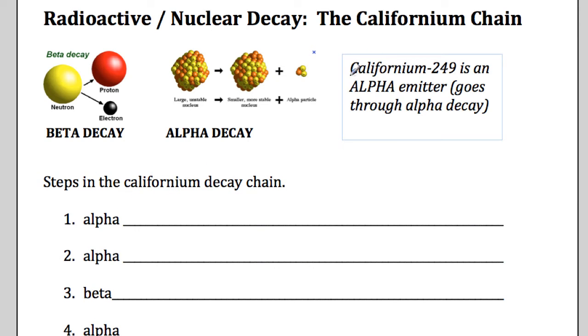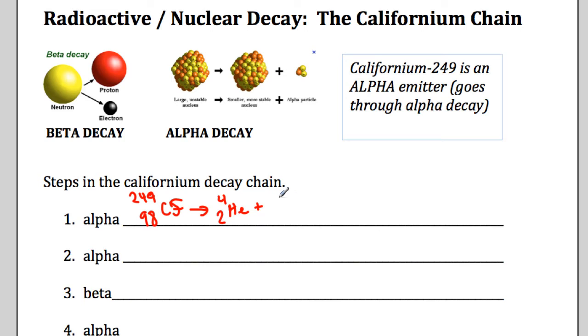All right, so it says californium-249 is an alpha emitter. So what that means is that element, californium-249, goes through an alpha decay. And as we know from class, an alpha particle is just a helium atom. And we want to know, well, what is this going to turn into? In other words, if this is the californium and there's a little helium alpha particle that came off, what's left behind?